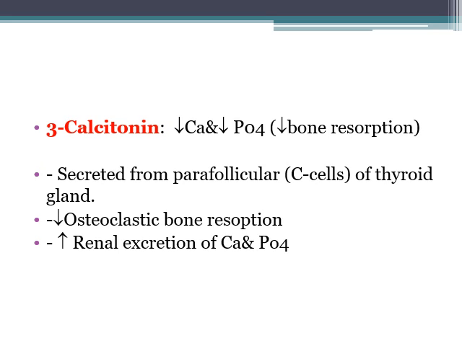Third factor on calcium level in blood is calcitonin. Calcitonin is a hormone secreted from the parafollicular cells or C cells of the thyroid gland. Calcitonin, on the other hand, decreases the calcium level and decreases the phosphorus level in blood. It acts by decreasing the osteoclast bone resorption and increasing renal excretion of calcium and phosphorus.